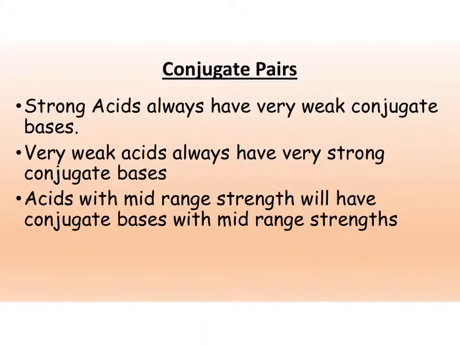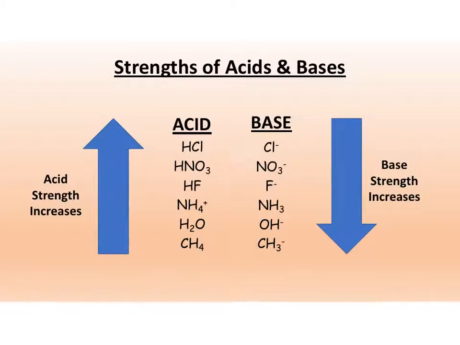And if you have a middle of the road acid, it's going to have a middle of the road conjugate base. All right, so here's a visual. Very strong acids, so acids are getting stronger as we're moving up, which means the bases are getting weaker as we go up. So they are stronger down here at the bottom where they have a weak acid.